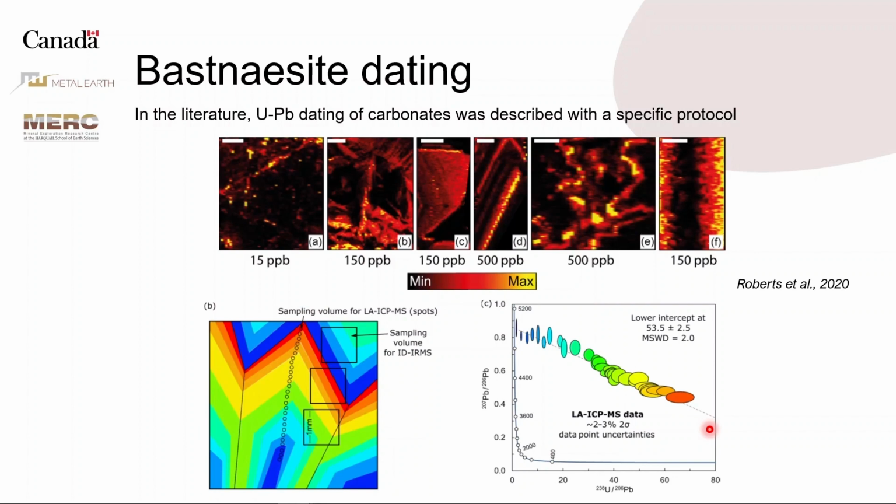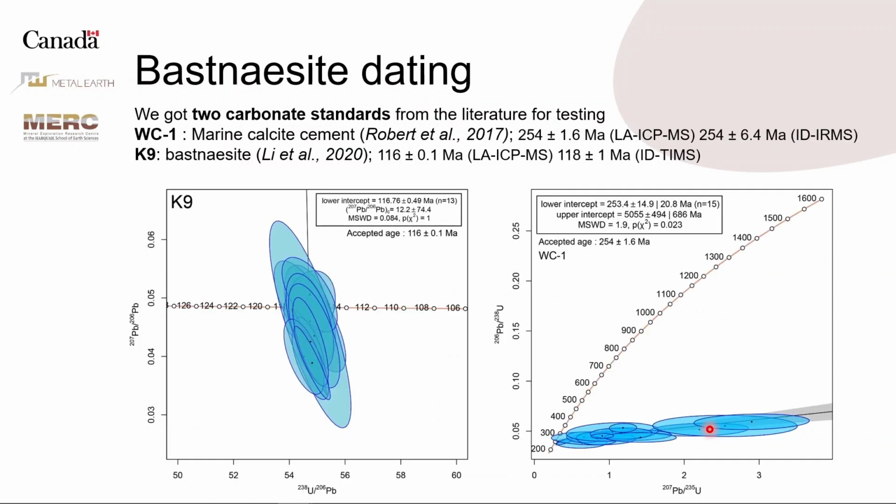This is the main method to date carbonates these days, and this is what we try to do. We try to have a matrix-matched standard, of course, a reference material. There is only one in the literature, which is named K9, so we used this one. It's 116 million years old. We also used another one, a marine calcite cement, WC1, at 254. Unfortunately, they're not very old, and we're trying to date something supposedly 2 billion years old. But this is the best we could get.